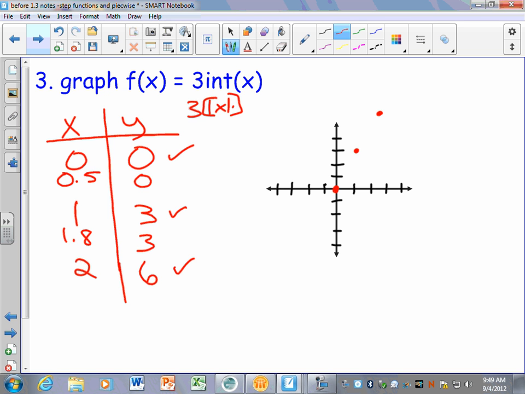And so we already said we know everything between 0 and 1 is going to map back to 0. And look where that next step starts. It starts where x equals 1. So that's where you know to stop and make your open circle. But instead of going every integer, this one goes all the way up to 3. And everything between x equals 1 and x equals 2 is going to map back to y equals 3.